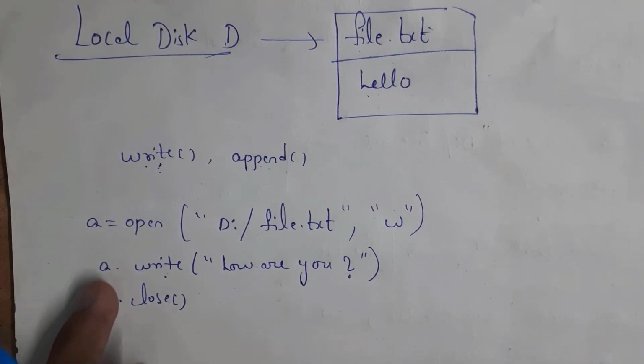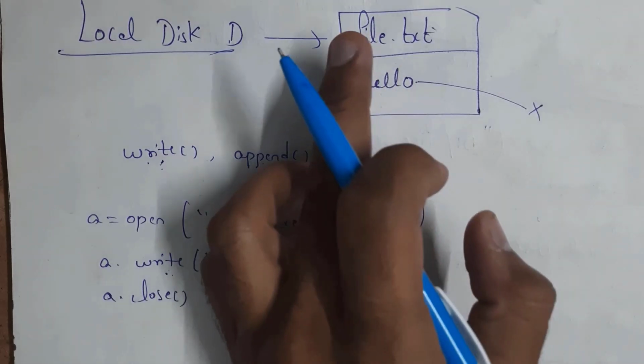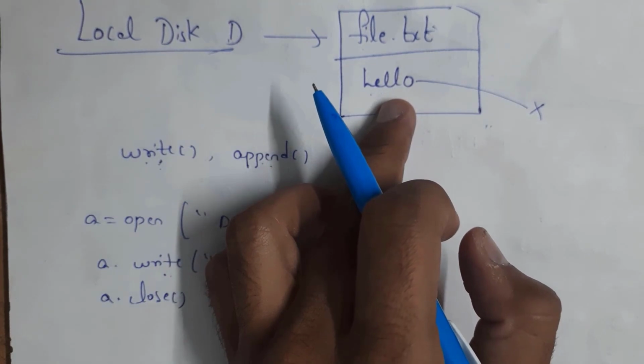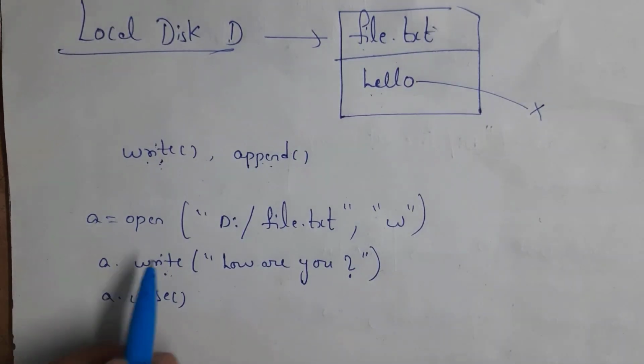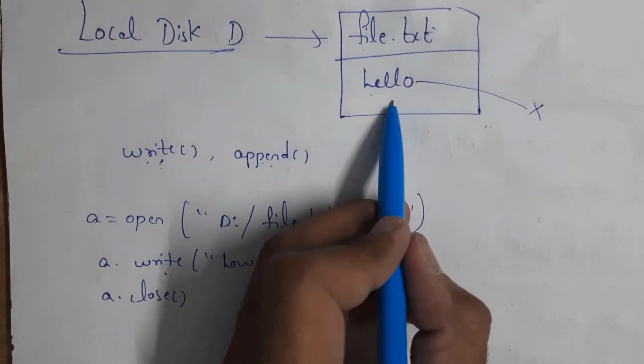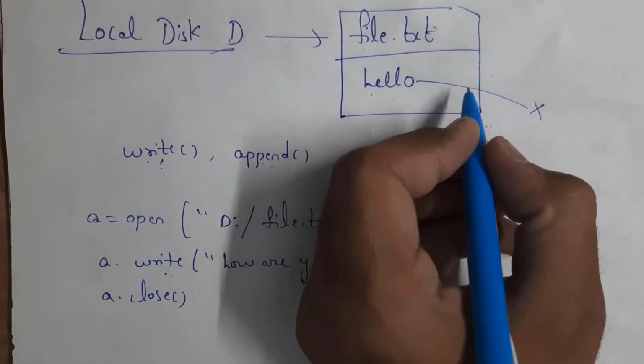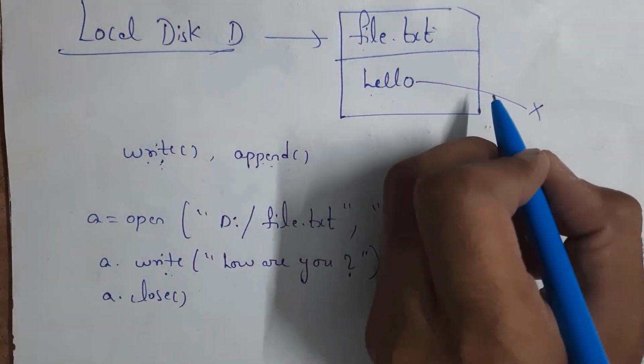So whenever I write here a.write of how are you, my file contains hello. So it will delete this hello and it will add how are you into my file. Write mode will delete previous data which is present in my file and it will add new data. Now my file contains how are you.